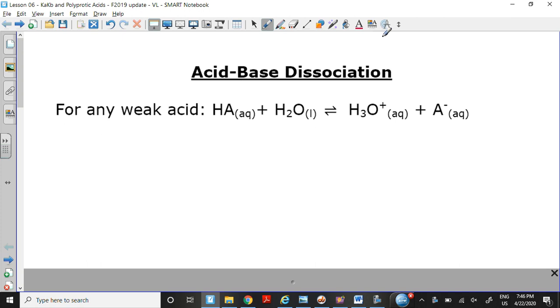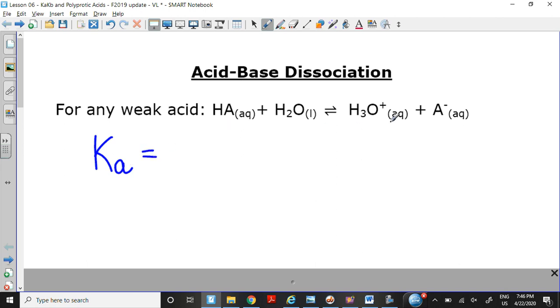Any weak acid or any weak base only partially ionizes in water. So that means there are still some acid molecules, some hydronium ions, and whatever the anion is floating around. And because of that, it's going to set up an equilibrium. And because it sets up its equilibrium, guess what? It gets its own K value. So for any weak acid, we're going to set up an equilibrium expression, but we call it Ka.